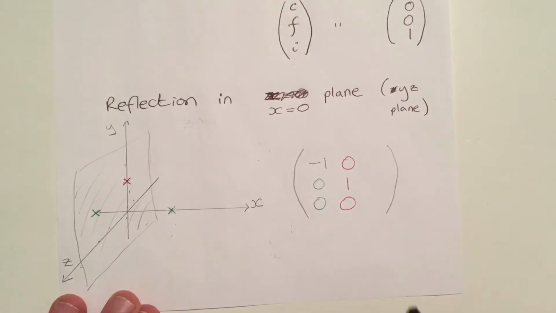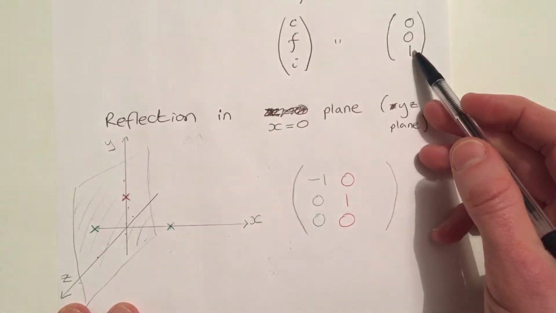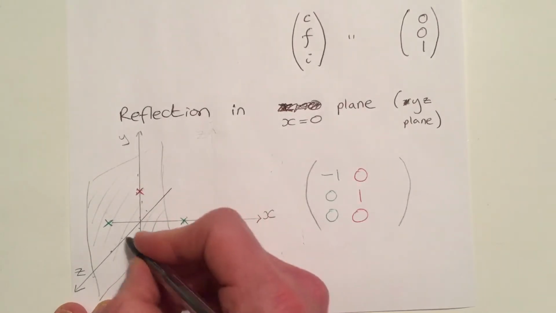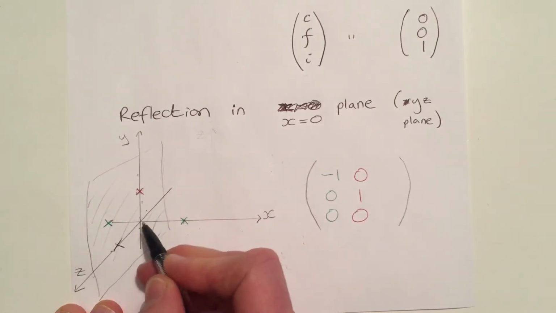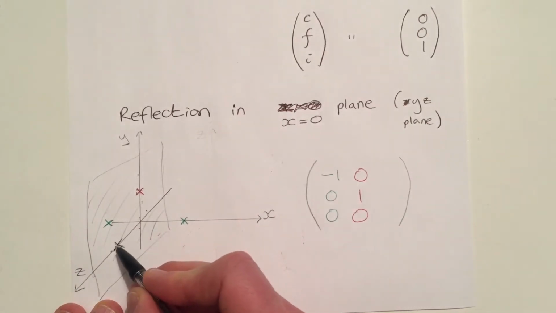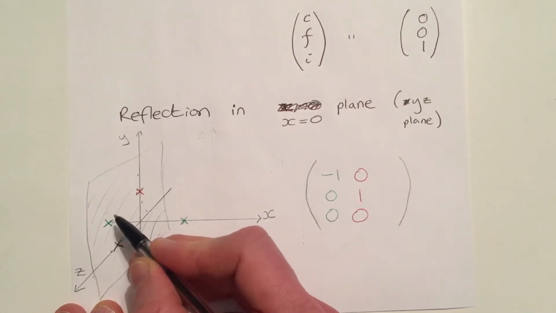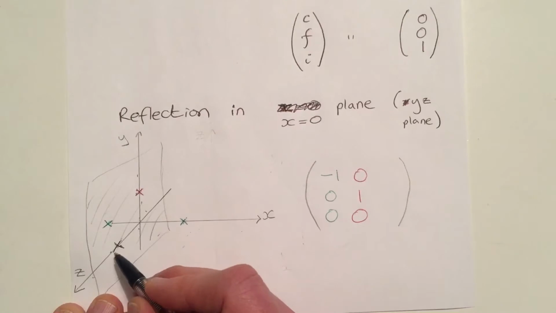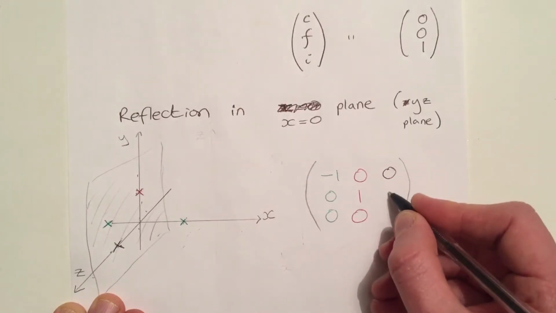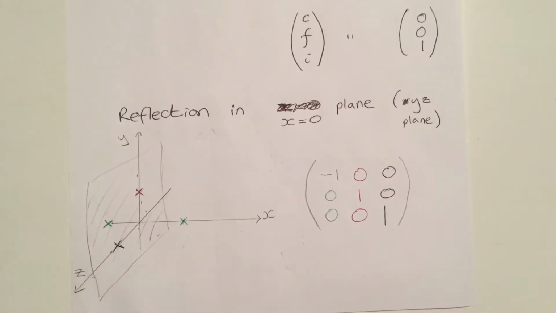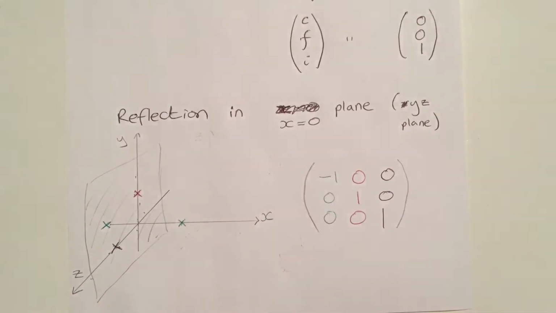And then finally, the coordinate (0, 0, 1). Let's consider what would happen to that. So that's the x coordinate is 0, the y coordinate is 0, and the z coordinate is 1. So that's 1 unit out of the page here. 1 unit stepping out of this sheet of paper. Again, that is on the mirror. So that is invariant. It's not going to move. So again, that is going to stay at (0, 0, 1). So this is the matrix that represents a reflection in the x equals 0 plane, or otherwise known as the YZ plane.